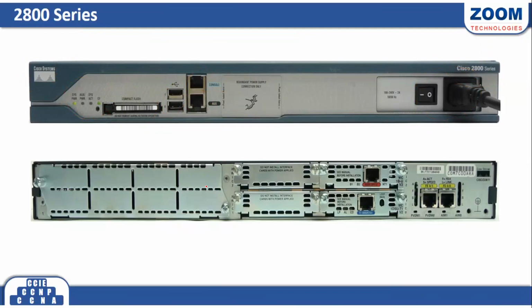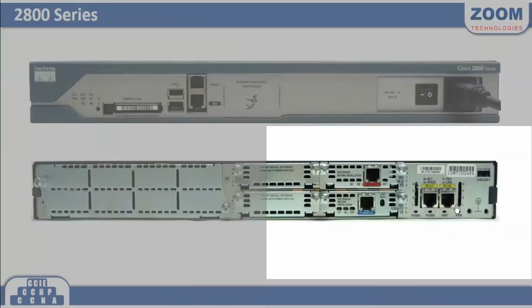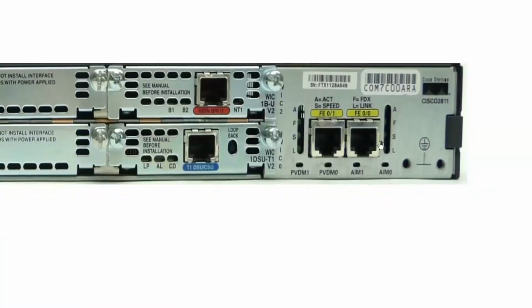Next, the backside. You can see these ports are LAN ports. Each port is a Fast Ethernet port. Let me zoom in a little bit. Yeah, you can see now. FE0/0, FE0/1, so two ports. FE means Fast Ethernet port, so each port can support 100 Mbps.